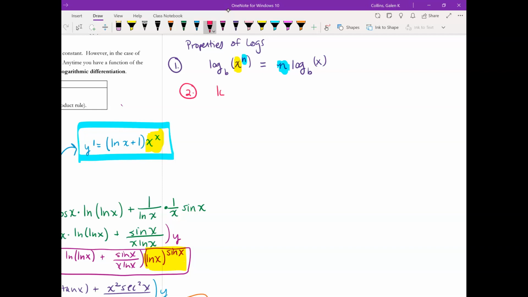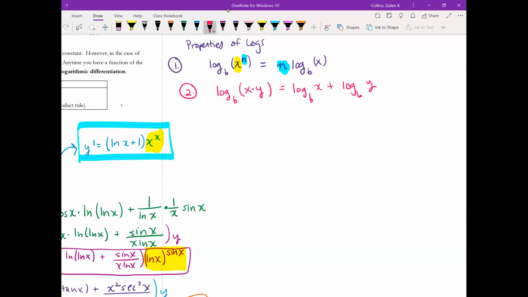All right, another two properties of logs. If I have log base b of two things that are being multiplied, so if the argument of my logarithm base b is x times y, I could rewrite this as the sum of two logs with the same base. So log base b of x plus log base b of y.